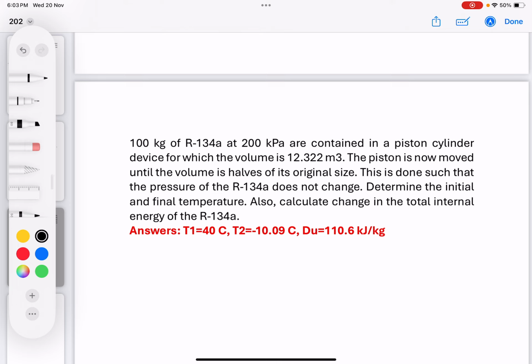So let us try to solve for this one. Hold on. Give me 1 second for us to solve for this one.